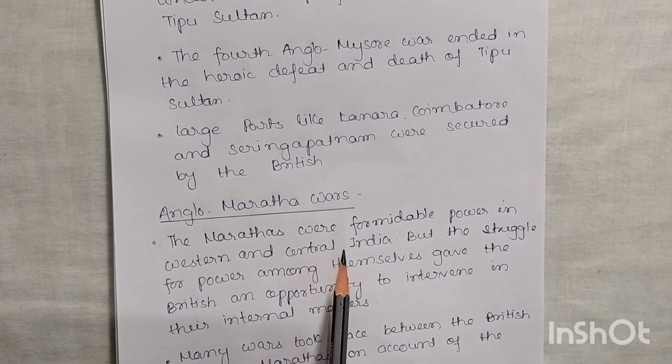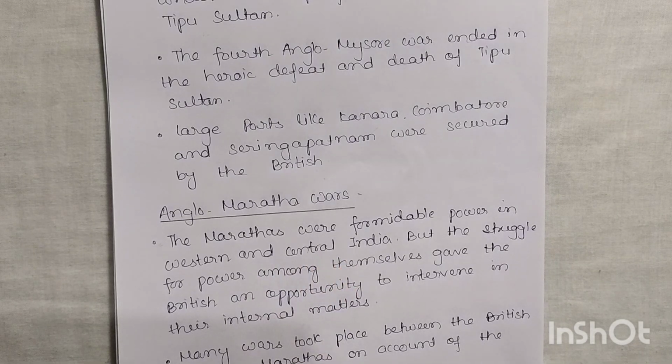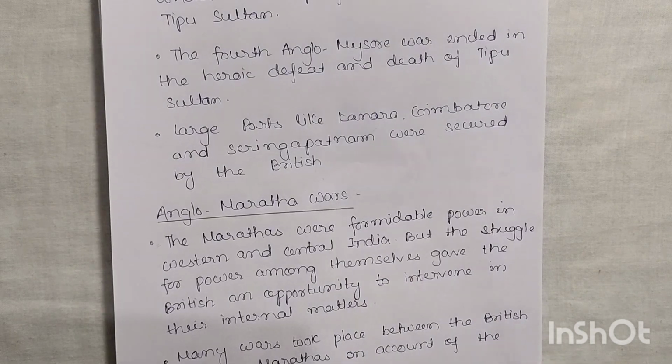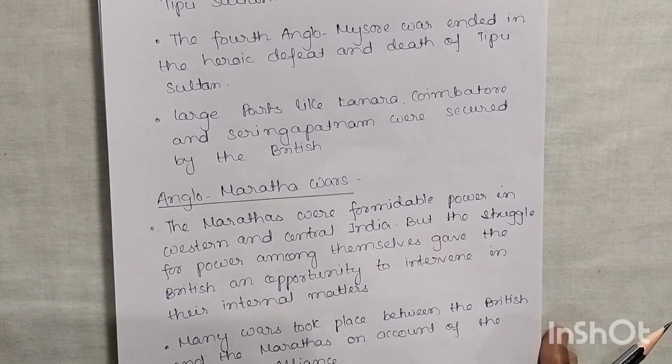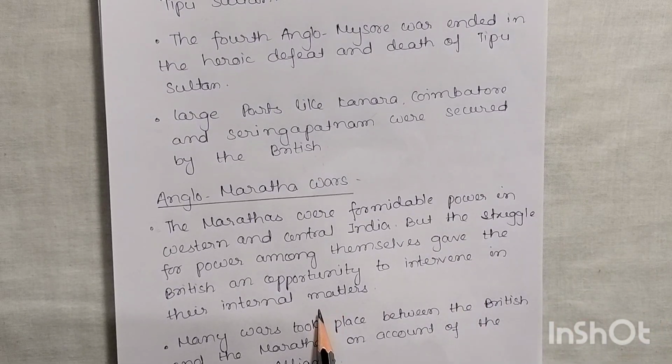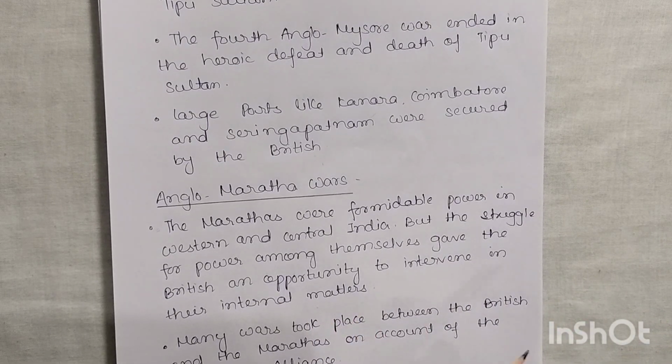Secondly, the Anglo-Maratha Wars. Here in the Anglo-Maratha Wars also, what happened? The Marathas were a formidable power in western and central India. They were very much powerful here. So Shivaji, Chhatrapati Shivaji Maharaj, then Bajirao I, Sambhaji Maharaj, all these are the powerful Maratha rulers. But the struggle for power among themselves gave the British an opportunity to intervene in their internal matters. So here also the struggle for power was going on, and this is why the British again got an opportunity to interfere in their politics.